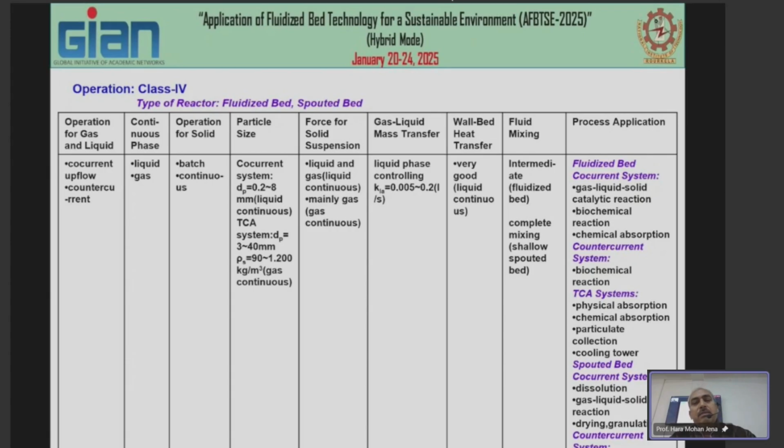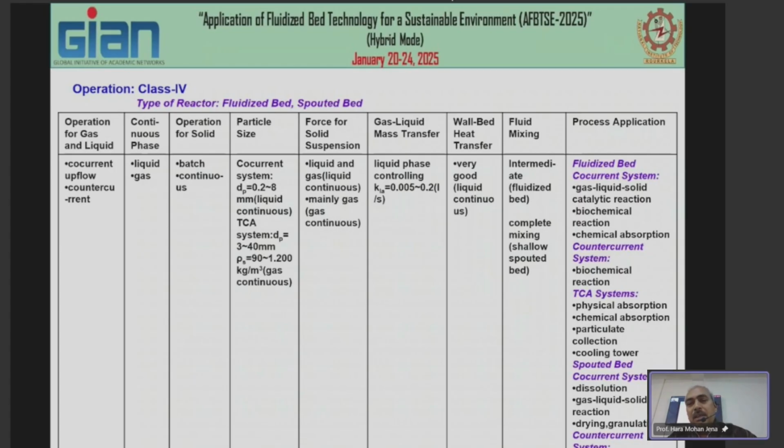Gas liquid mass transfer, liquid phase controlling, the value 0.005 to 0.2. Wall to bed heat transfer is very good for the liquid continuous system. Fluid mixing is intermediate for fluidized bed, and complete mixing for shallow spouted bed.